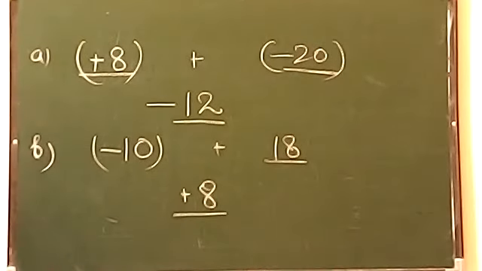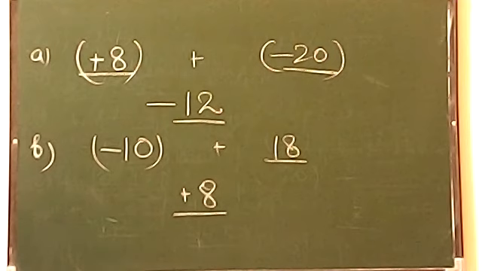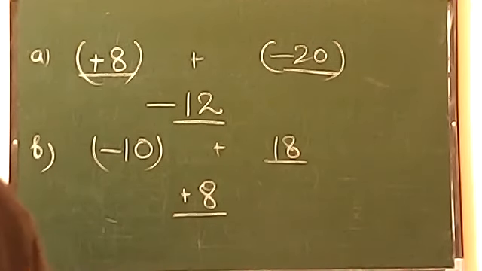Okay. So remember beta, when we have one positive, one negative, both will subtract each other and the answer will always be whatever their difference will be, and the sign in the result will be that of the greater number. जो greater number के साथ sign होगा बेटा, वही answer का sign होगा. Okay.